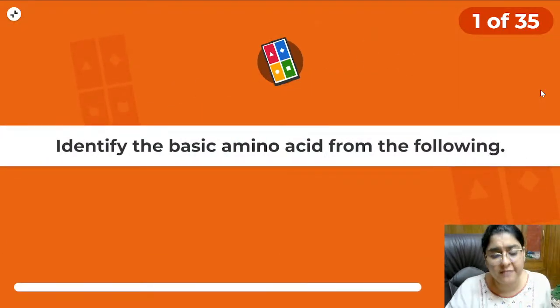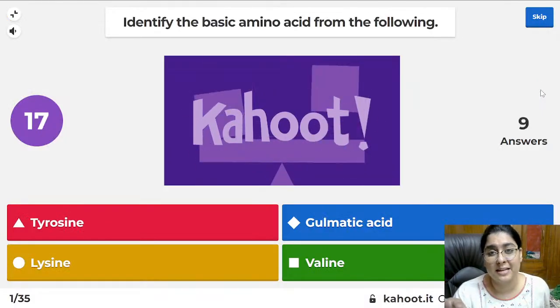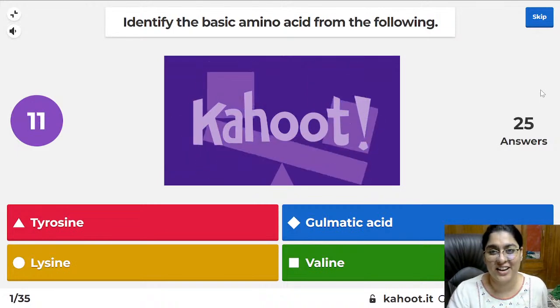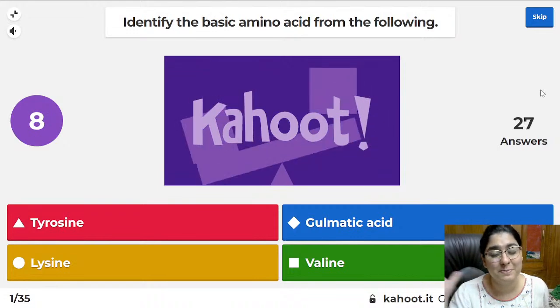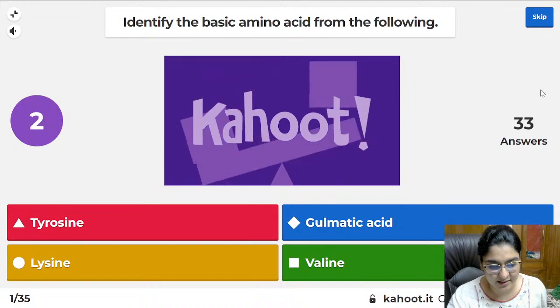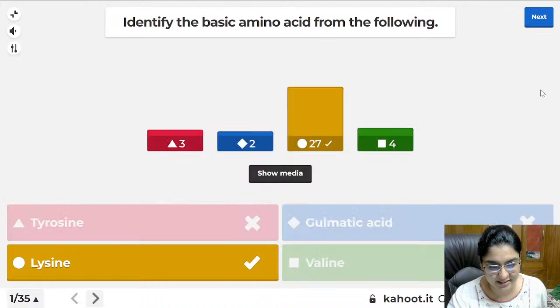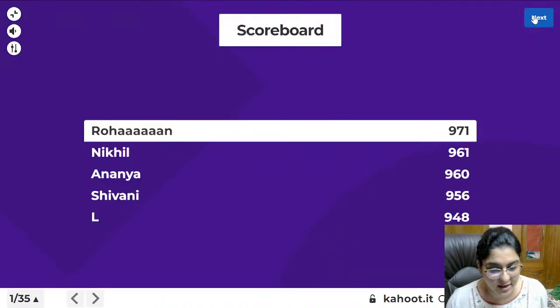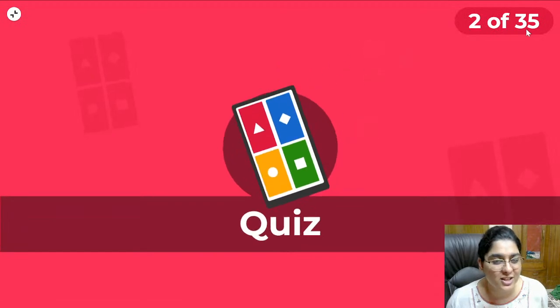So you have to identify the basic amino acid. Now, when I say basic, it's like acidic, basic, alcoholic, aromatic, ring. So not the basic, but the litmus paper basic. Very good. Lysine is the basic amino acid. Lysine and arginine, the two basic amino acids which are present in histone, the basic protein which helps in binding the DNA into a nucleosome. Wonderful. Rohan is on the top of the one.